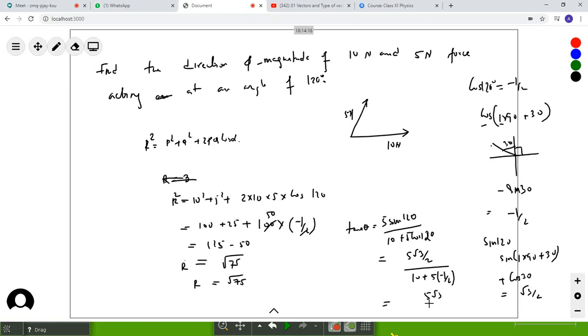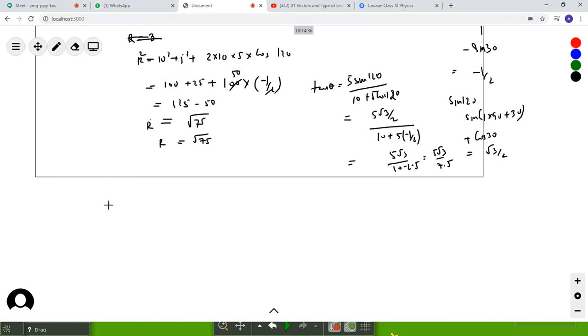So this is 5 root 3. Then this is how much? 5 by 2 is how much? 2.5. So 10 minus 2.5. How much is it? So that gives me 7.5. So tan theta will be equal to 5 root 3 by 7.5. Keep it 7.5. I will teach you later how to find all this. So something like this, roughly. Okay? So this is the answer.